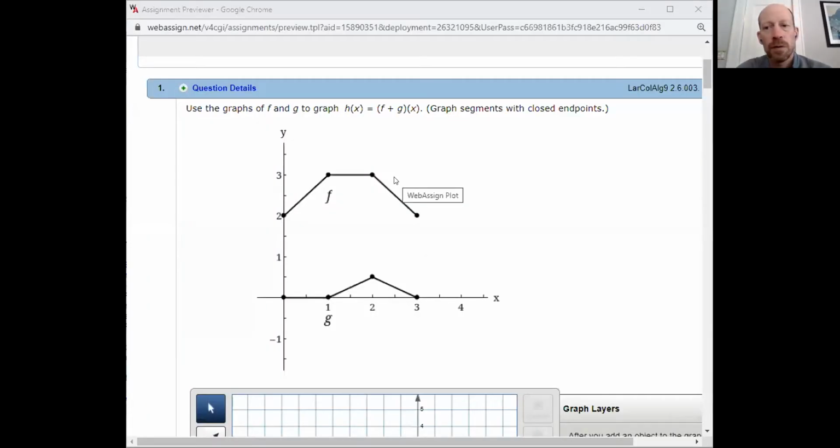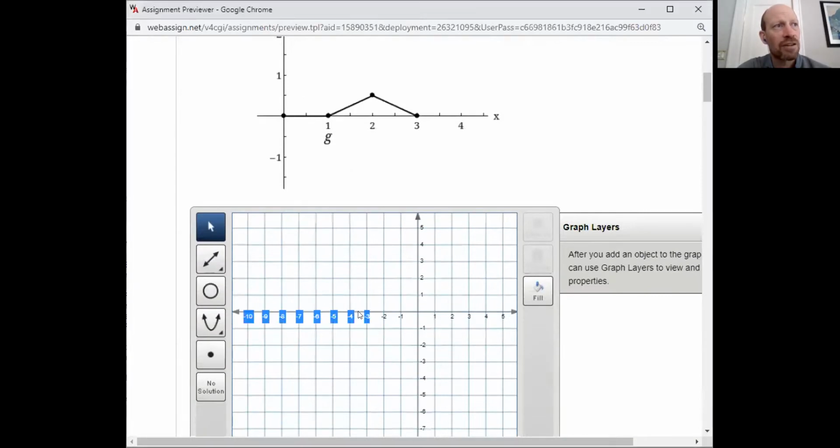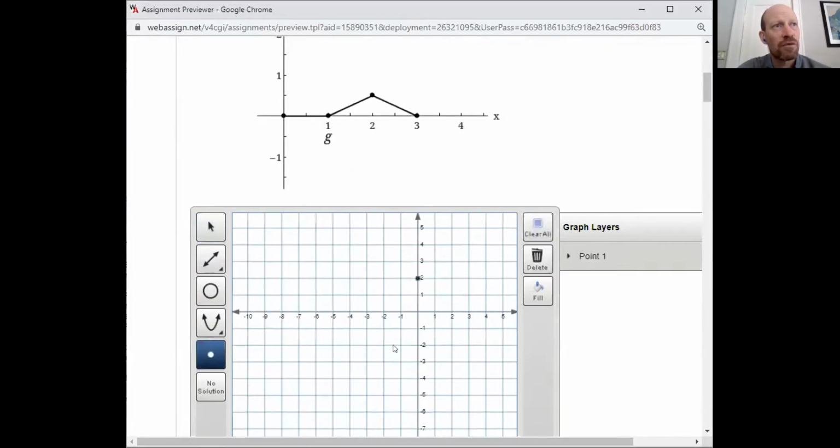Yeah, so here, number one, use the graphs of f and g to graph this new function f plus g. So f plus g, h of x, all it does when you add the functions together is add the f value and the g value together. So h of 0 is going to be f of 0 plus g of 0. F of 0 is 2 and g of 0 is 0. So when you add those together, you just get 2. So your graph there is just going to start right at 2, right?